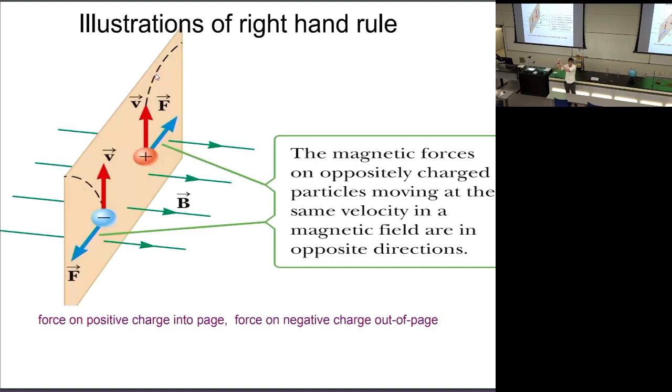For the negative charge particle, we've got to reverse it. It's got a minus sign, not a plus sign. So for the negative charge particle, or electron, the force would be out of the screen. That's what's shown on this plot here. It's all based on the right-hand rule. Applying the right-hand rule, the positive charge particle is pushed in towards the screen, and the negative charge particle is pushed out of the screen.